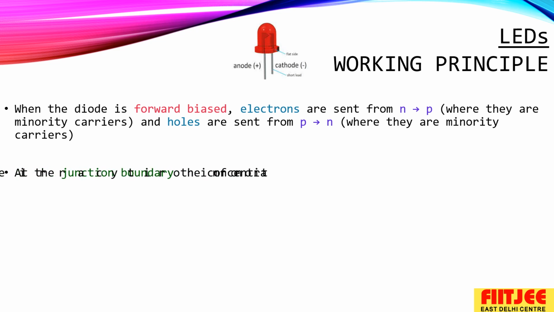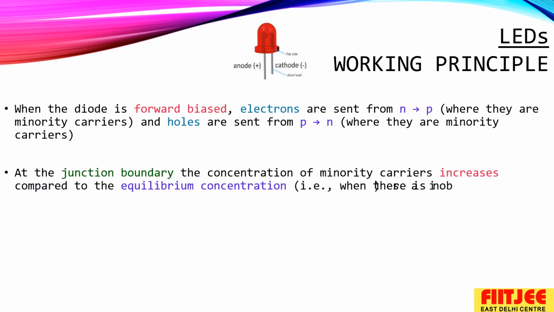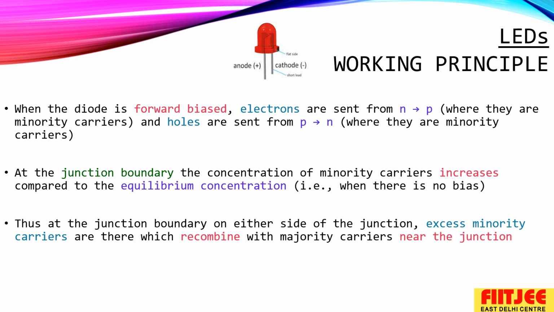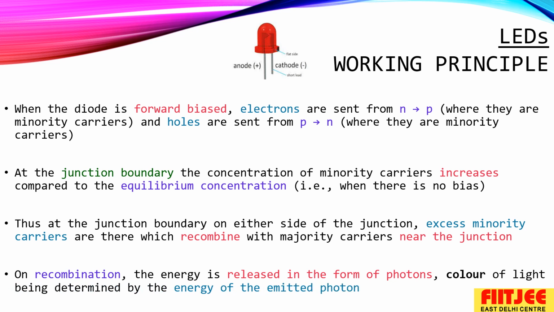So when the diode is forward biased, electrons are sent from N to P and holes are sent from P to N, and at the junction boundary the concentration of minority carriers increases compared to the equilibrium concentration. Thus at the junction boundary on either side of the junction, there are excess minority carriers which recombine with majority carriers near the junction. On recombination, the energy is released in the form of photons, the color of light being determined by the energy of the emitted photon.